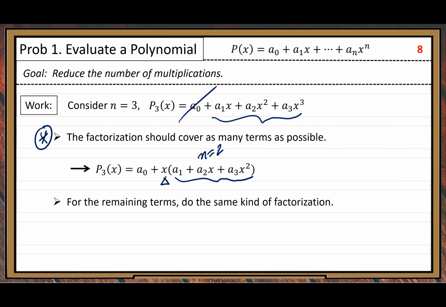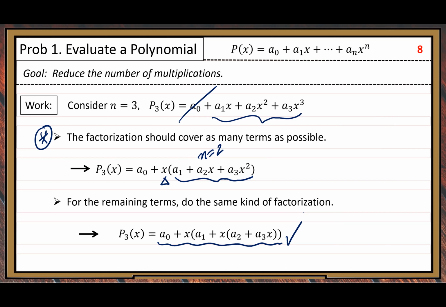So for the remaining terms, we can do the same kind of factorization using our old experience from n equals 2. So the result is we have another round of factorization inside the parenthesis. You can see at the end, that is our new factorization. Working on another example, n equals 3, we have some new finding, right? This new finding can help us do further extension, the general case extension.